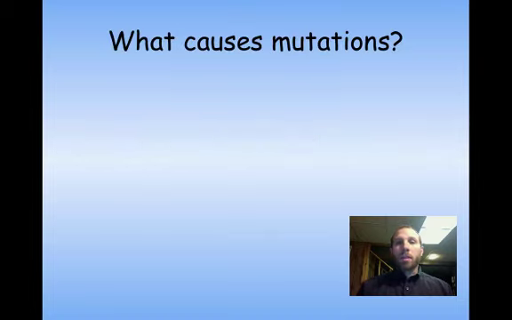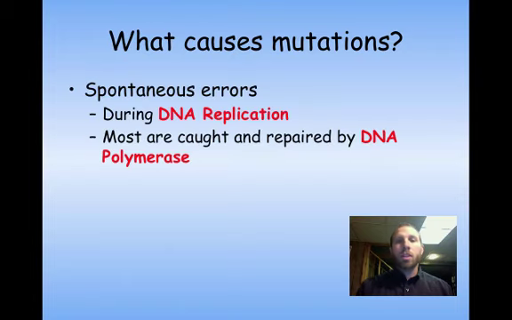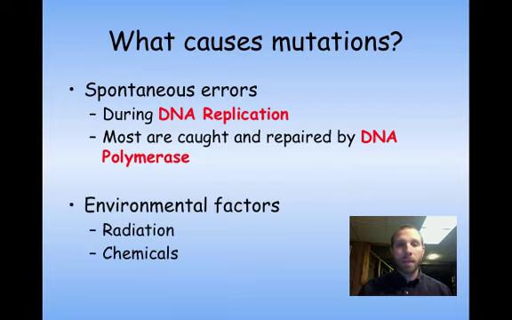Today's PowerPoint, the first thing we're going to talk about is what causes mutations. Mutations are caused by spontaneous errors that occur during DNA replication. Most of these errors are caught and repaired by the enzyme DNA polymerase in its proofreading function during DNA replication. However, not all of these errors are found, and the ones that are missed are called mutations and can lead to changes in the expression of this DNA.